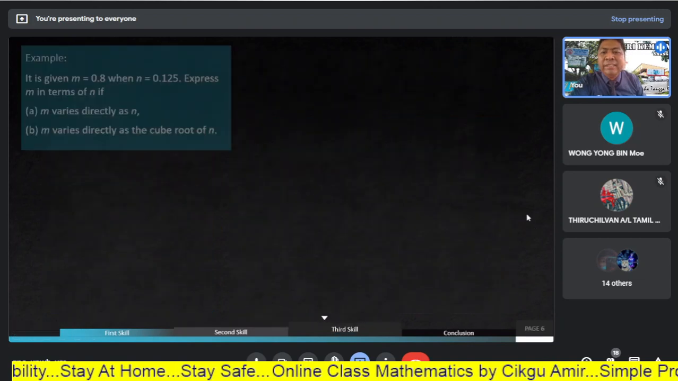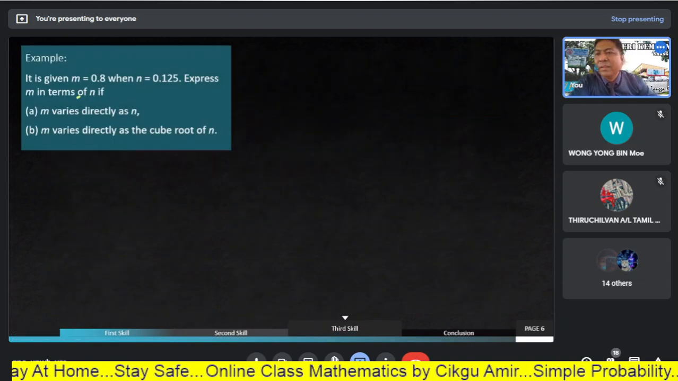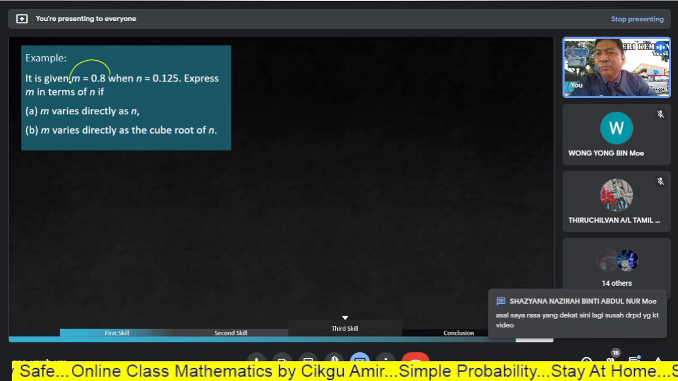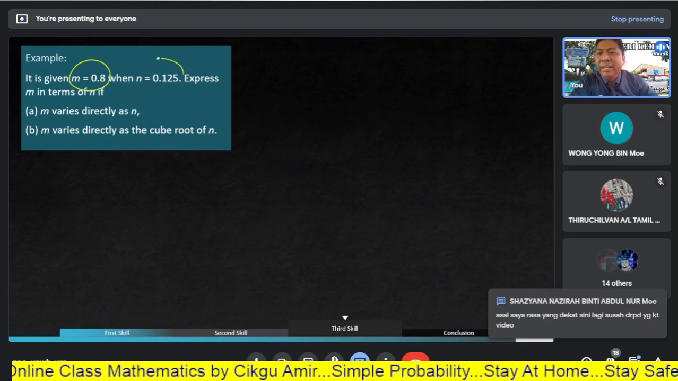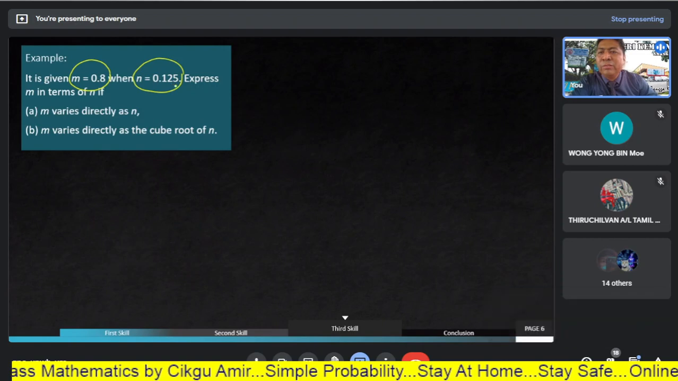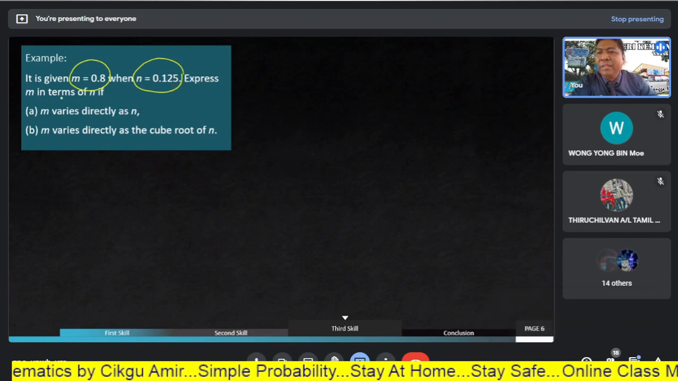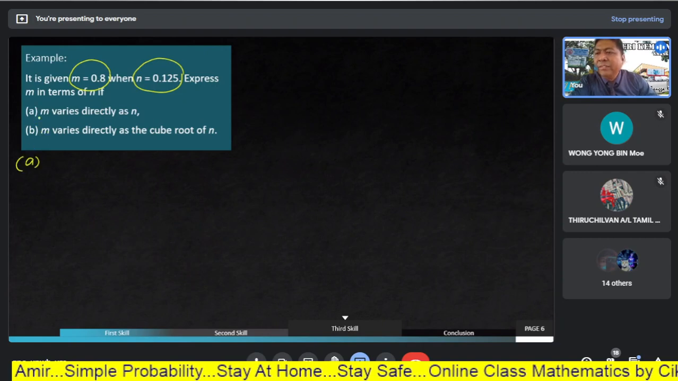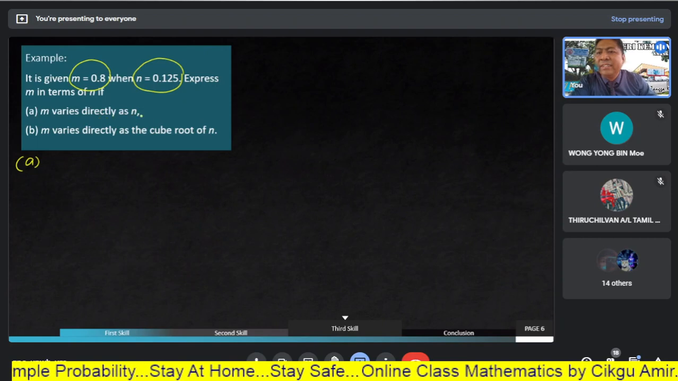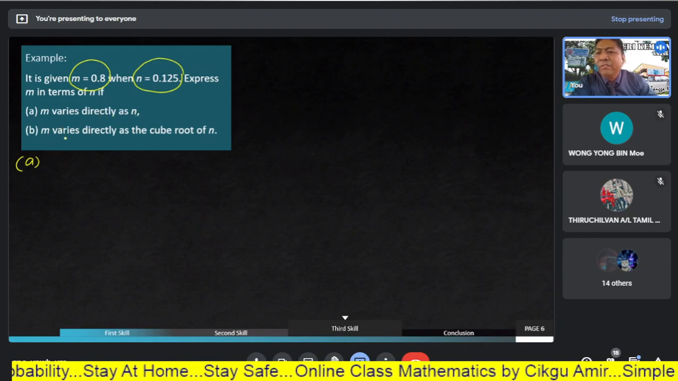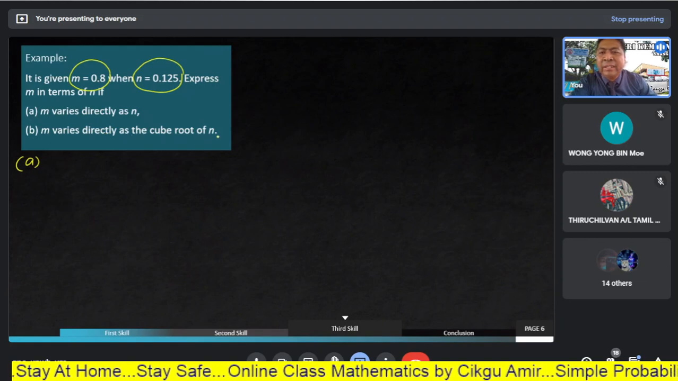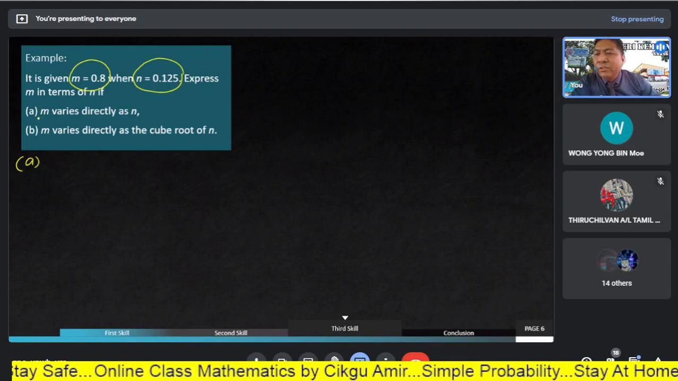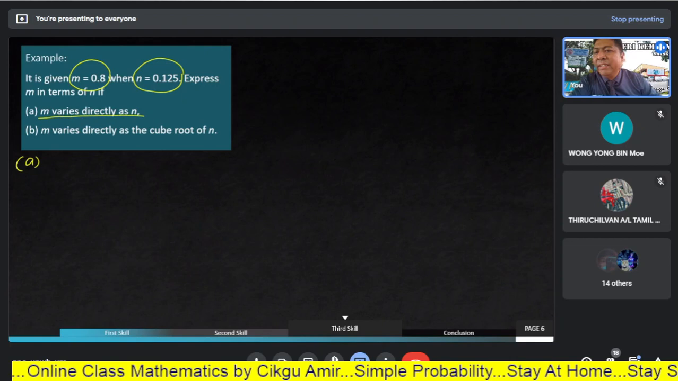Second example. It is given m is equal to 0.8 when n is equal to 0.125. Express m in terms of n if, a, m varies directly as n, and b, m varies directly as the cube root of n. You answer a first. So the situation is m varies directly as n.